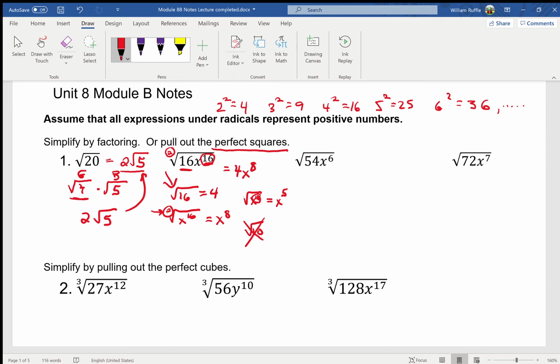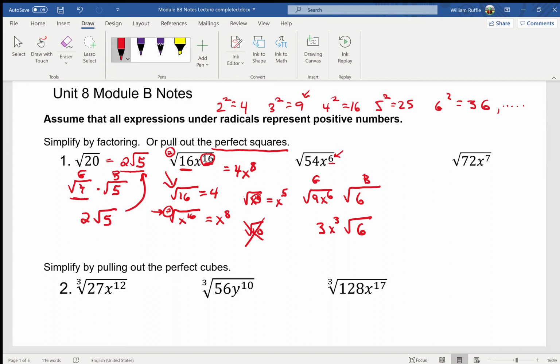So now this one, 54x to the 6. Well, I know the exponent's even, so that's a perfect square. So if I make my good guys and my bad guys, what perfect square goes into 54? Well, 9 does. So the square root of 9 is here, and the bad guy is 6. Now, 6 is a bad guy here for a regular number, but the exponent is good, so I'm going to put it in the good guys. So the square root of 9 is 3, 6 divided by 2 is x to the 3rd, and then the square root of 6 just stays there.